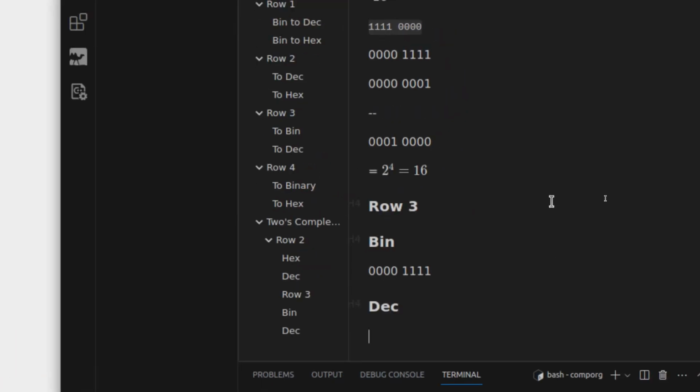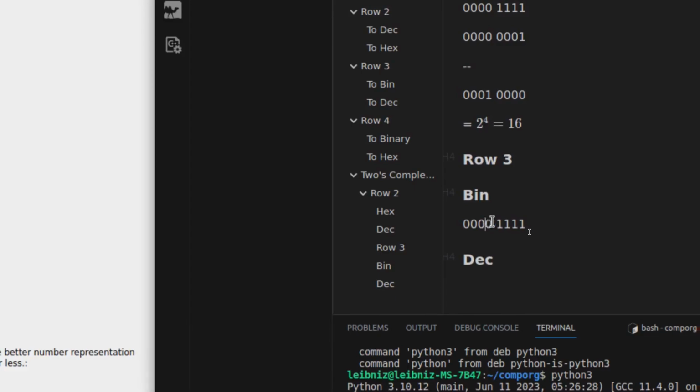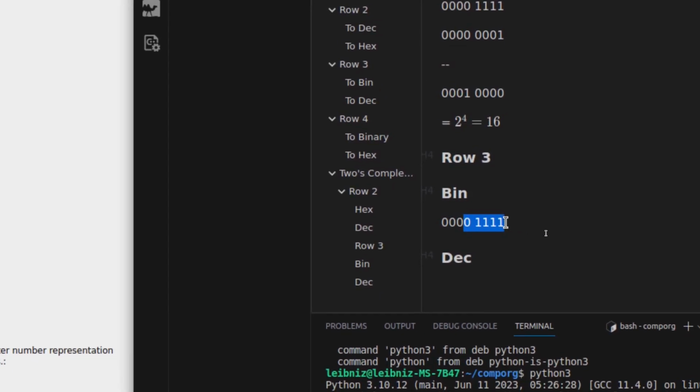And then we want the decimal. To convert to the decimal, we can see that the leftmost bit is a 0. Therefore, this is already a positive number, and so we don't need to do that conversion. We merely take this number and convert this binary into decimal, in the unsigned way, if you like.